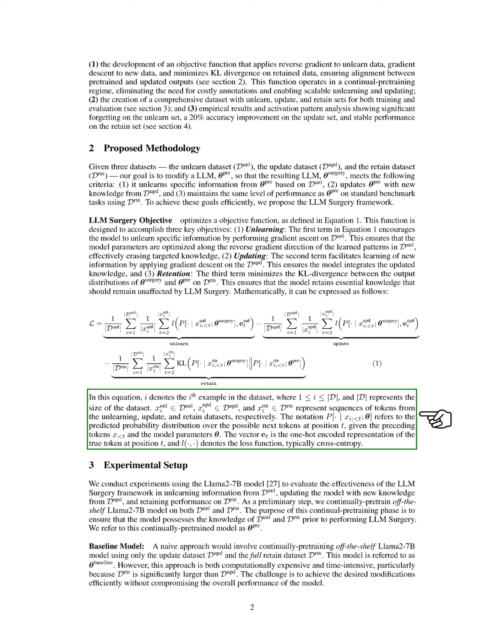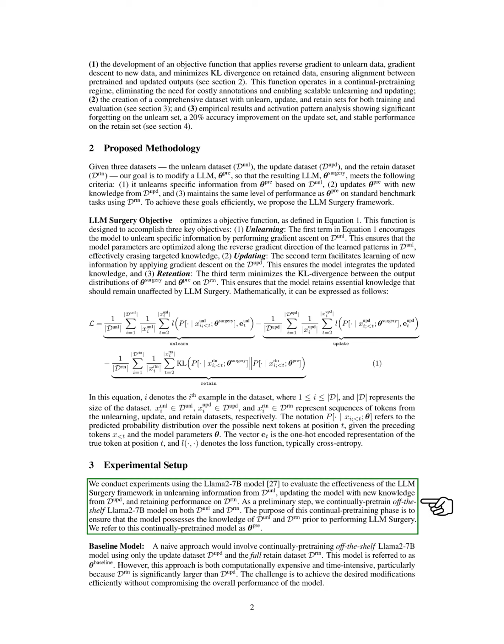Section: Experimental Setup. In this section, we describe our experimental setup using the Llama 2-7B model to test the LLM Surgery framework. Our goal is to unlearn information from a specific dataset, update the model with new knowledge, and maintain performance on another dataset. First, we continually pre-train the Llama 2-7B model on both the unlearning dataset and the retained dataset. This step ensures that the model has knowledge from these datasets before we apply LLM Surgery, and we refer to this pre-trained model as theta pre.